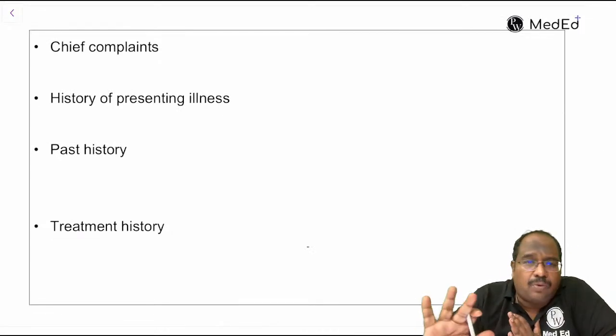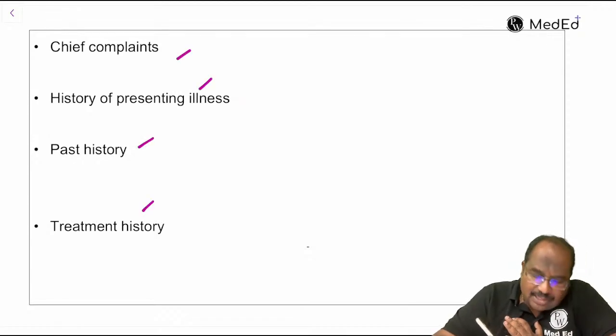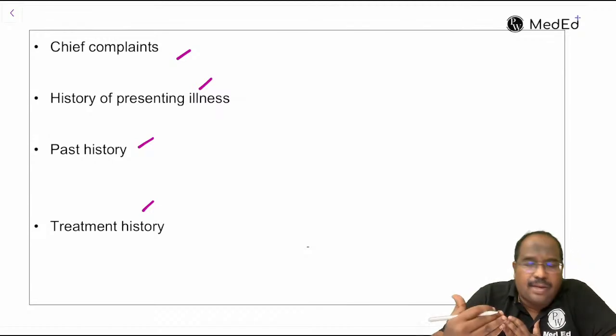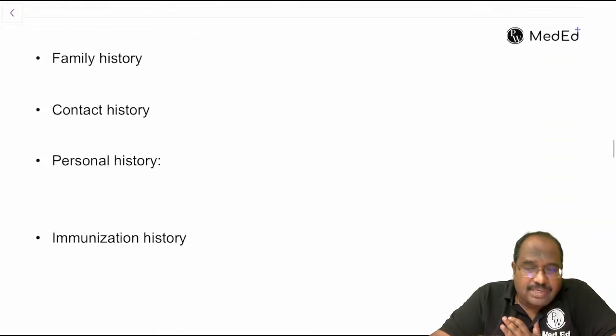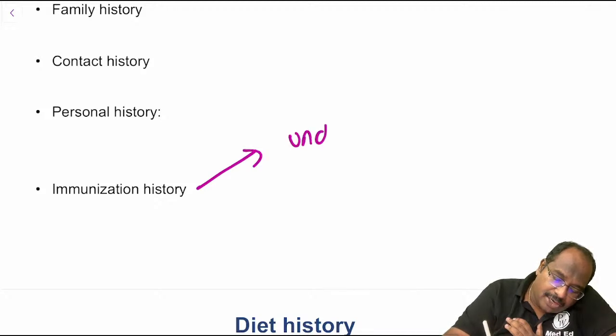I'm just giving the first outline, guys. Chief complaints, presenting illness, past history. These are routine for any case, what you see in your clinics. Okay, fine. Now, family history, contact history, personal history. Immunization history is important in case of under 5 children.